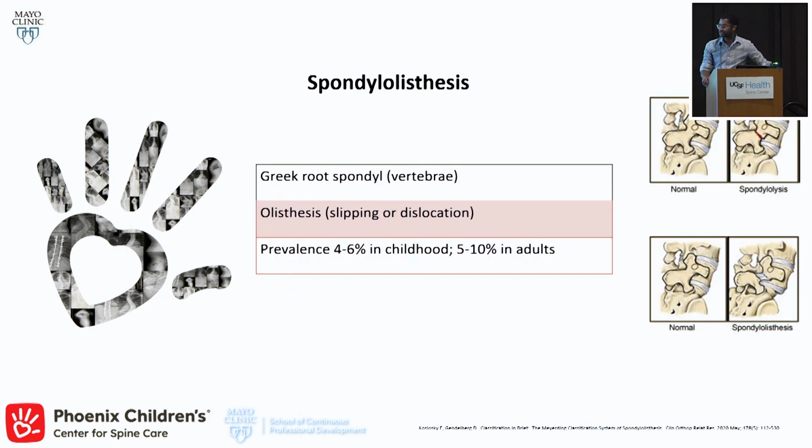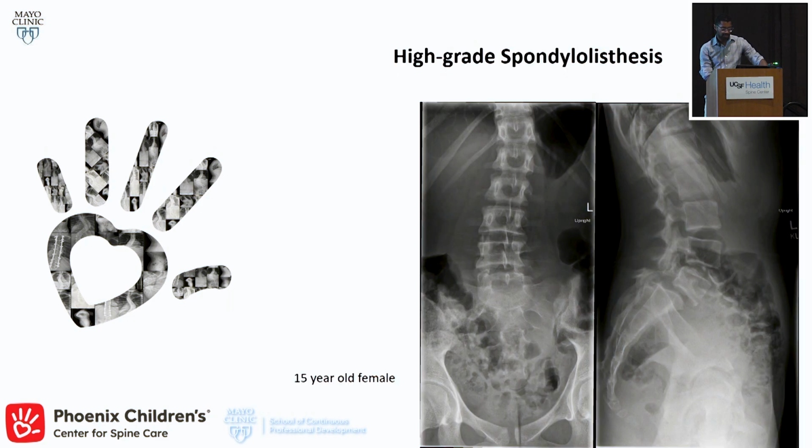Spondylolisthesis is described with the Greek word spondyle, meaning vertebra, and olisthesis, meaning slipping or dislocation, with a prevalence of 4 to 6 percent in childhood and 5 to 10% in adults. We had a very nice discussion that Dr. George gave in his part 1, highlighting the nomenclature, treatment modalities, and a lot of the history as it relates to treatment of high-grade spondylolisthesis.